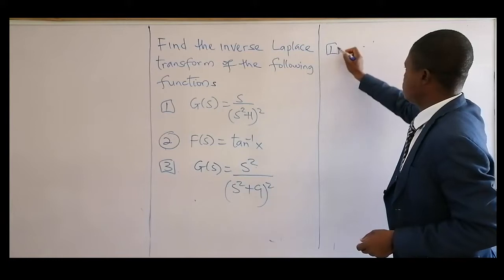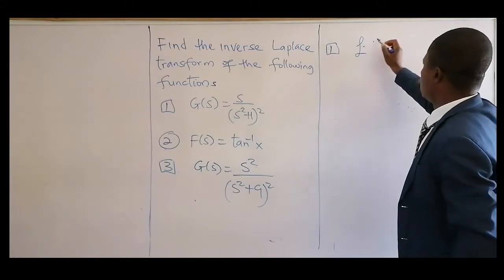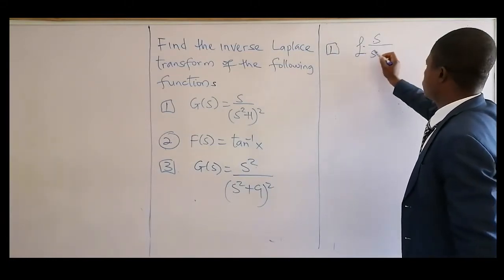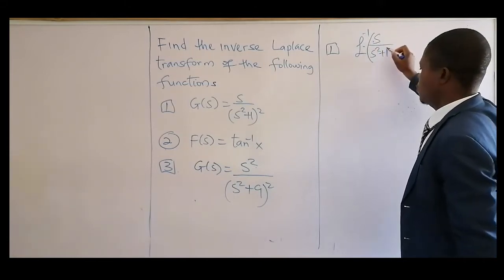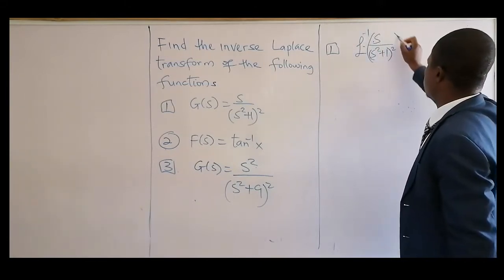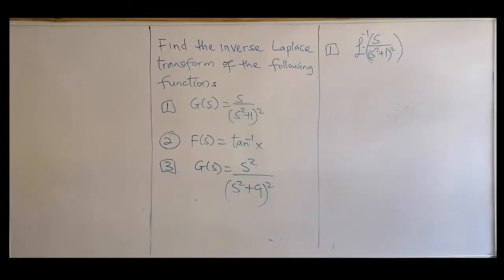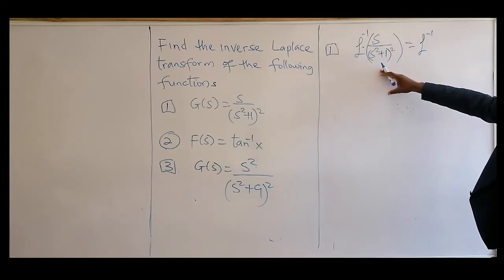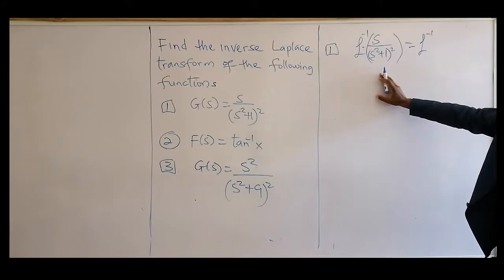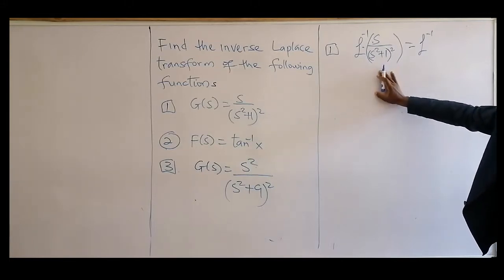Question one, we want to find the inverse of this over s squared plus 1, all to the power 2. So this implies that it's going to be a product. So it's going to be the inverse of, we're going to break it into two. You can use partial fractions, but I don't want to use partial fractions in this case. I want to use the convolution method.